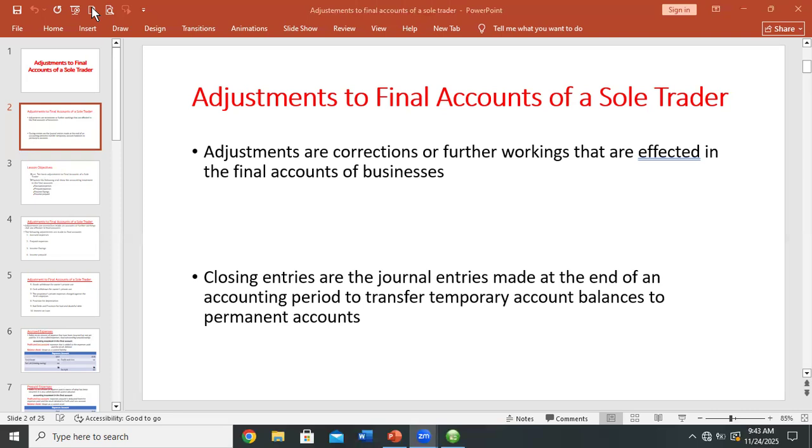Professors, any question? Okay, so closing entries are just entries or general entries made at the end of the accounting period to transfer temporary account balances to permanent accounts. And I've given you an example of this: the temporary accounts, and the permanent accounts are the profit and loss account and the trading account. Okay, let's move on.